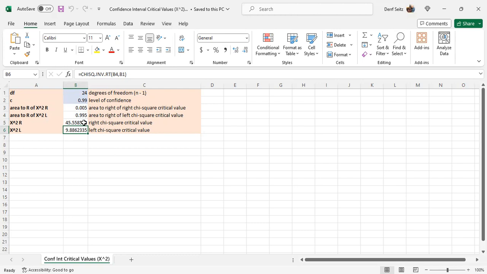This could be very confusing trying to remember all this, so it's all set up here. And you just enter the degrees of freedom and the level of confidence, and you get your right and left chi-square critical values.